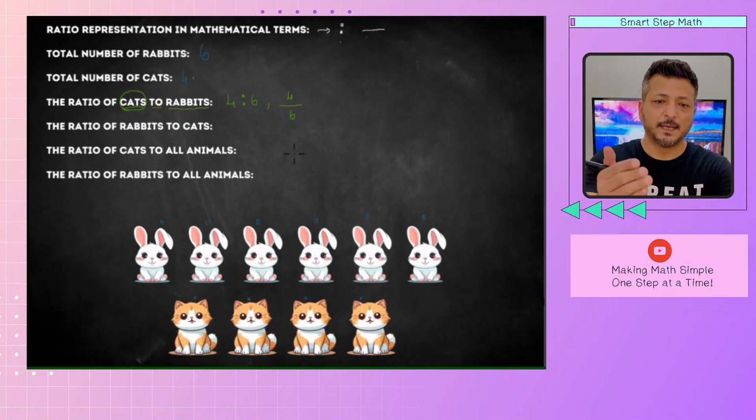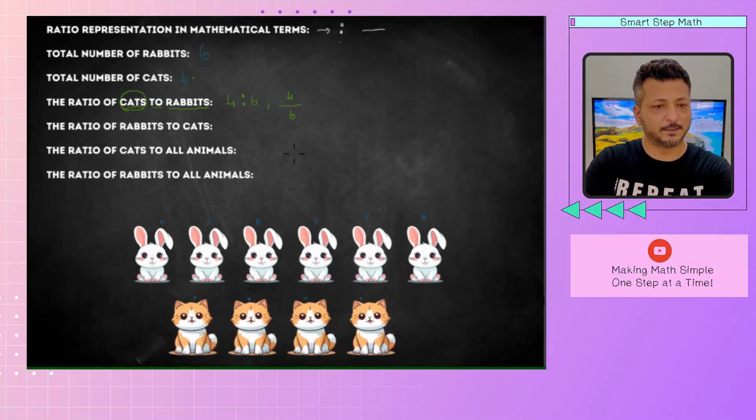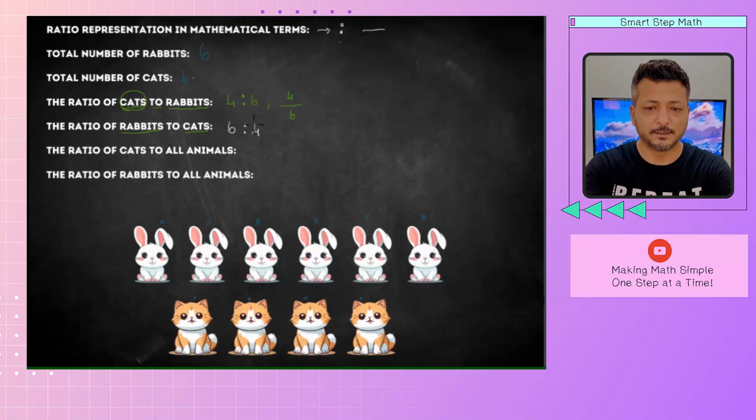What does it say in the second part? Look, what is the ratio of rabbits to cats? I am saying that first I have been asked for rabbits, and I have 6 rabbits. There are 4 cats. The ratio of rabbits to cats is shown as 6 divided by 4. We could also show it like this, right? 6 divided by 4. This is also the ratio of our rabbits to our cats.